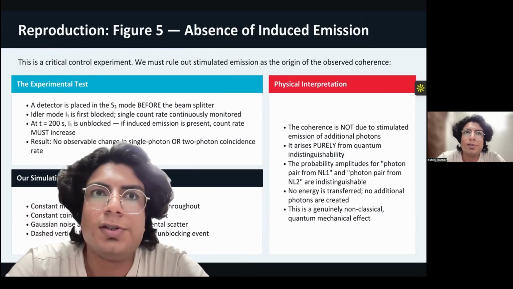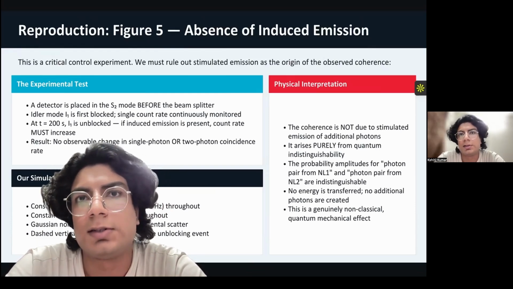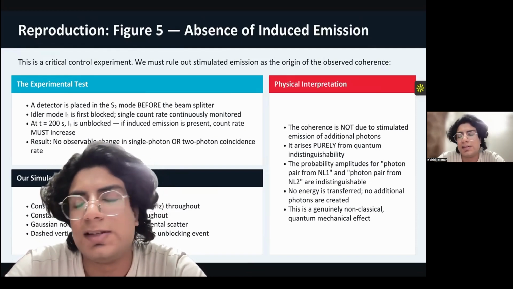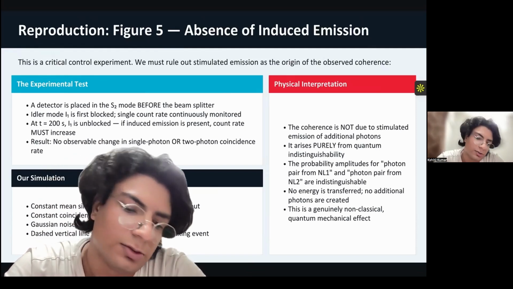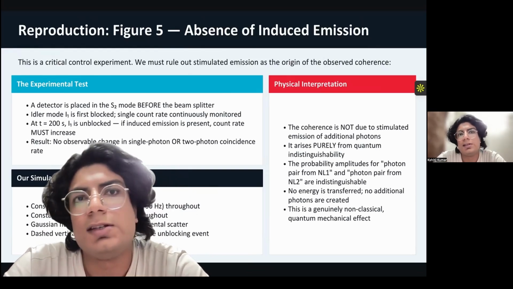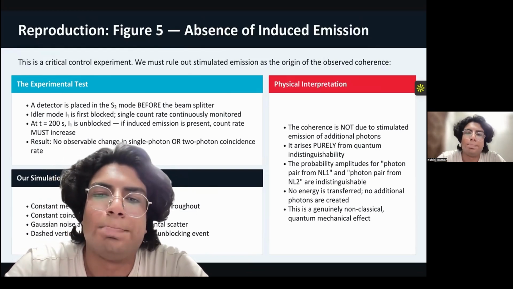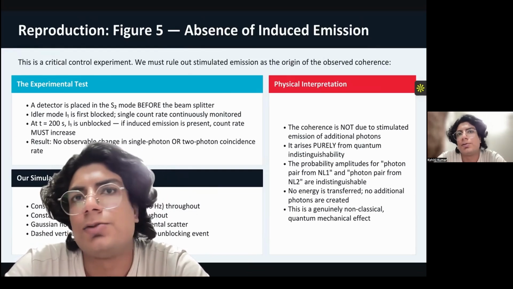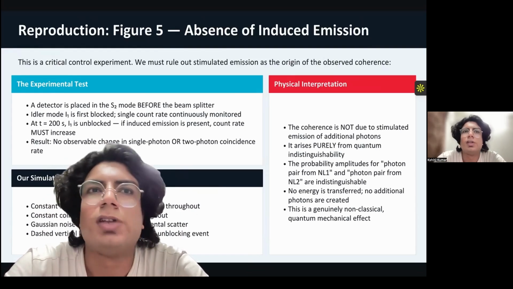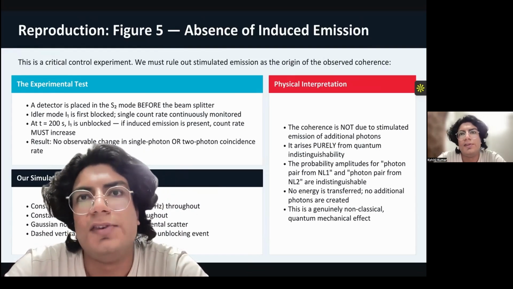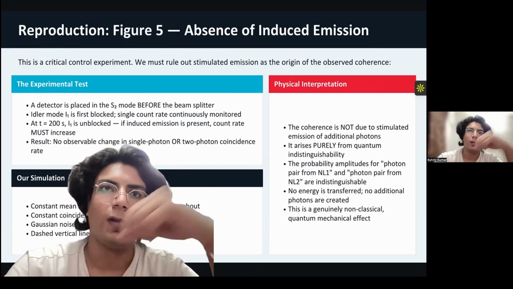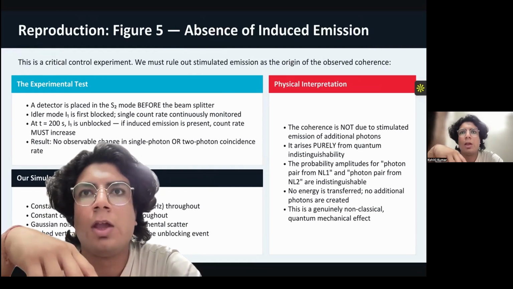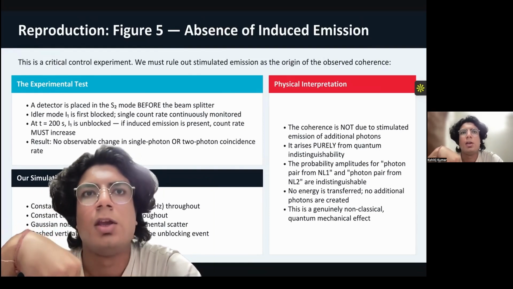This means the injected photons cause more photons to be created at the exact same phase, and you have a massive spike in your photon count rate. So to prove our efficiency is purely quantum, the authors have described a brilliant method. They place a detector directly in the S2 signal mode before the beam splitter. The experiment starts with the first idler mode physically blocked, and they monitor the signal count rate. Then at the 200 second mark, they unblock I1 and inject it into the second crystal.